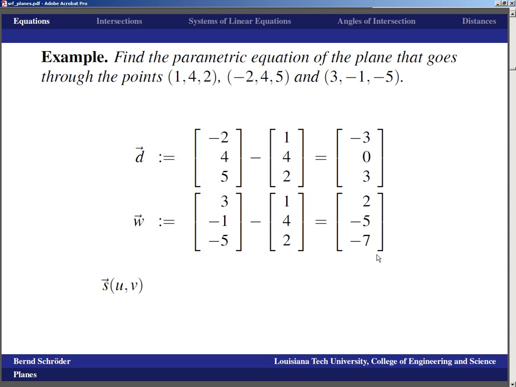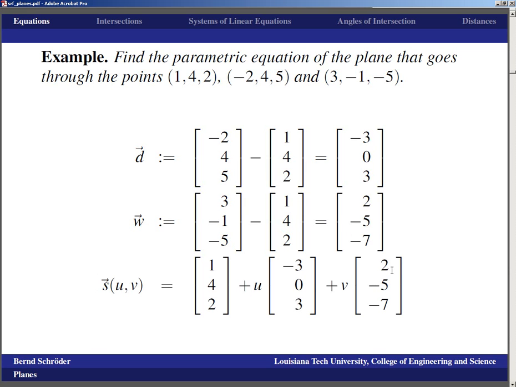And then the parametric equation of the plane, surface of u and v, would just be base point 1, 4, 2, plus u times the first direction vector, negative 3, 0, 3, plus v times the second direction vector, which is 2, negative 5, negative 7.